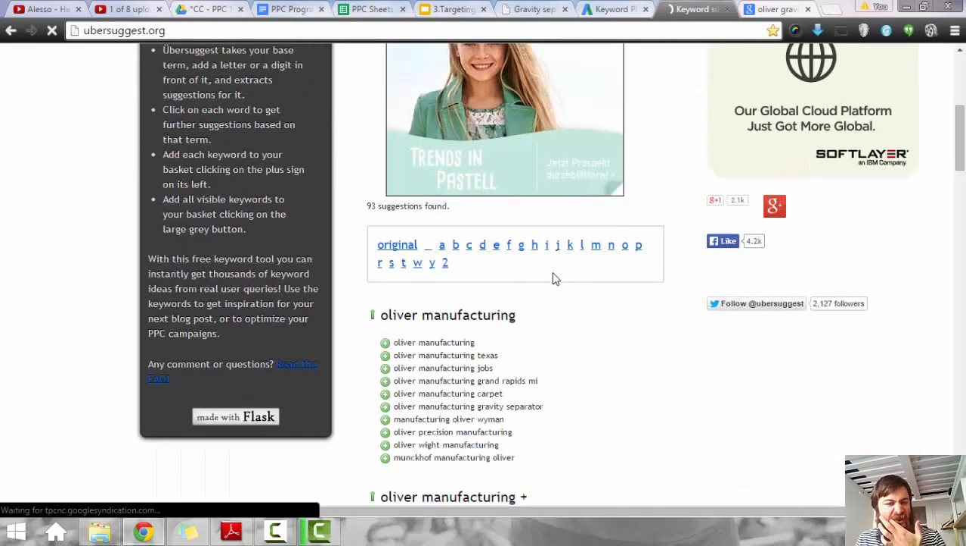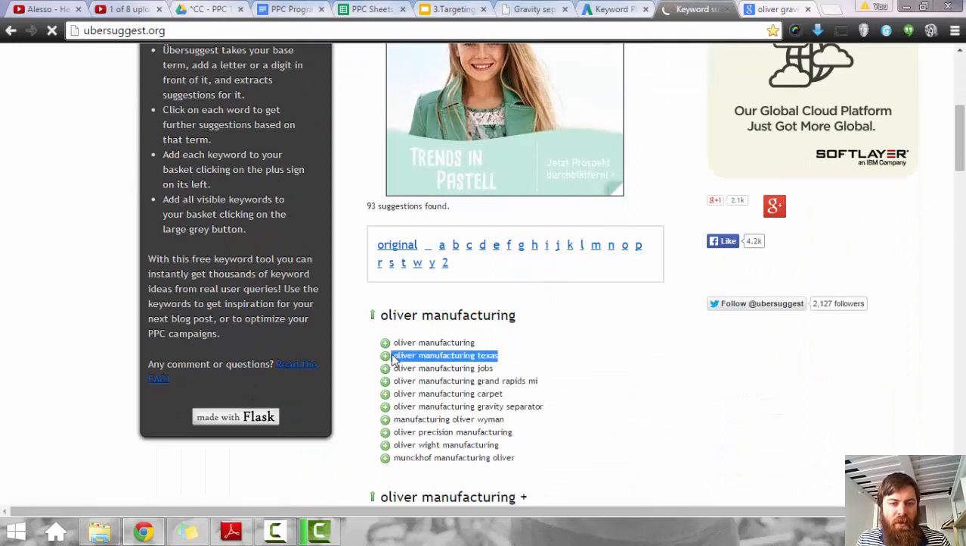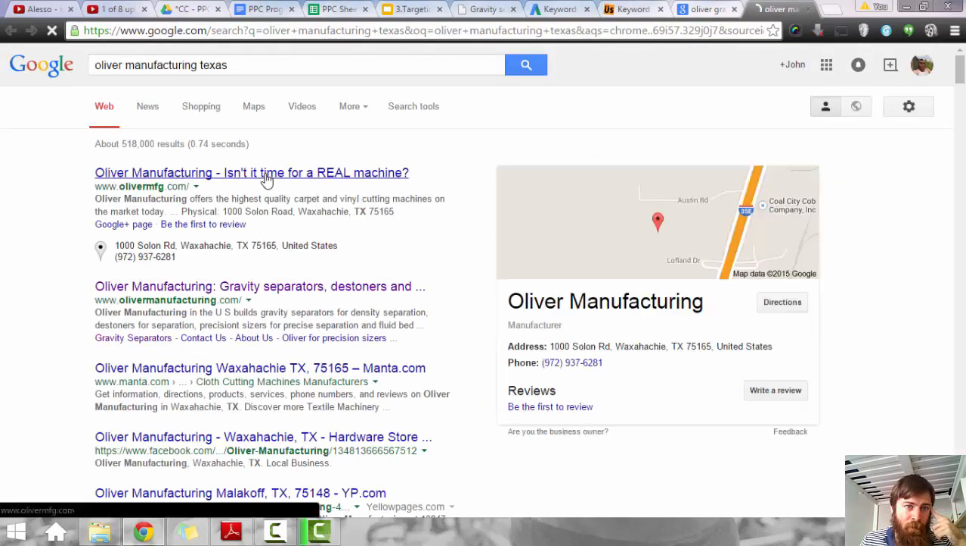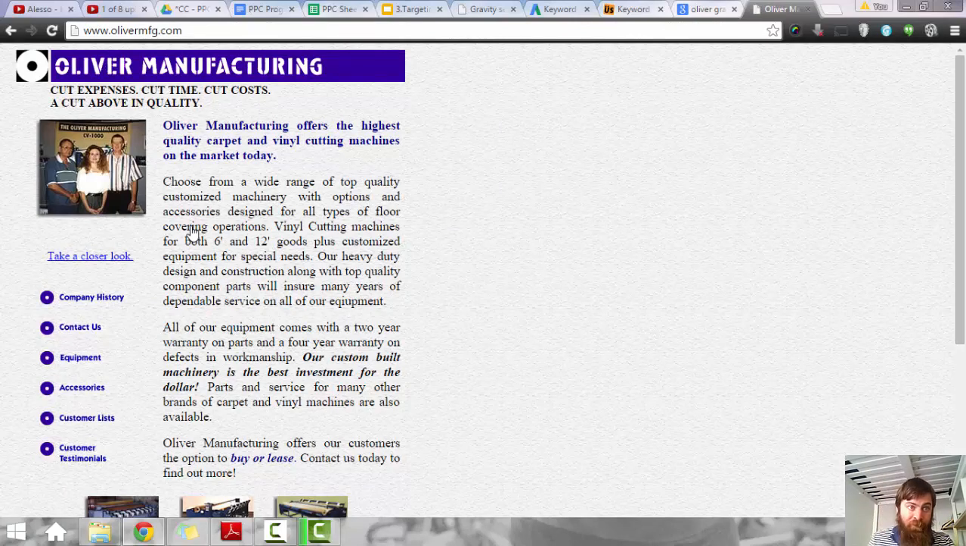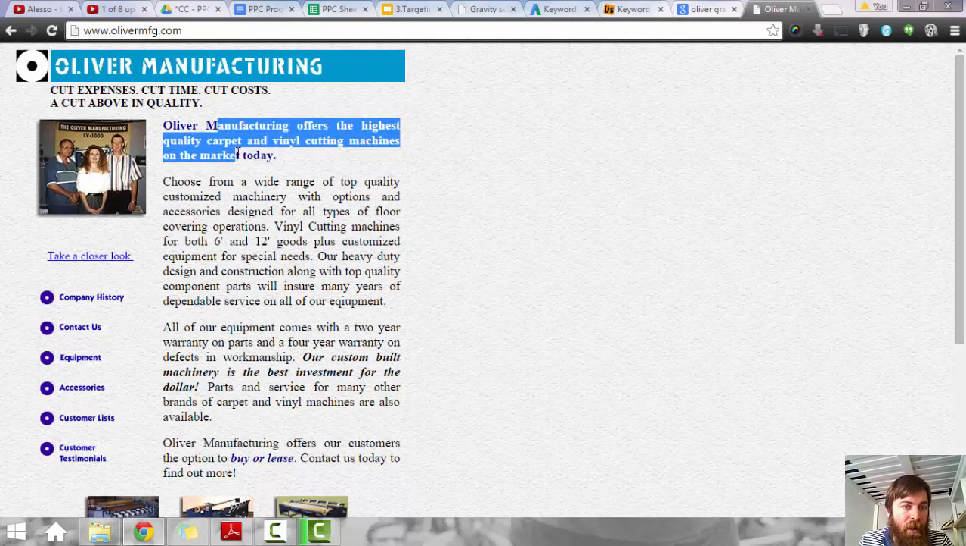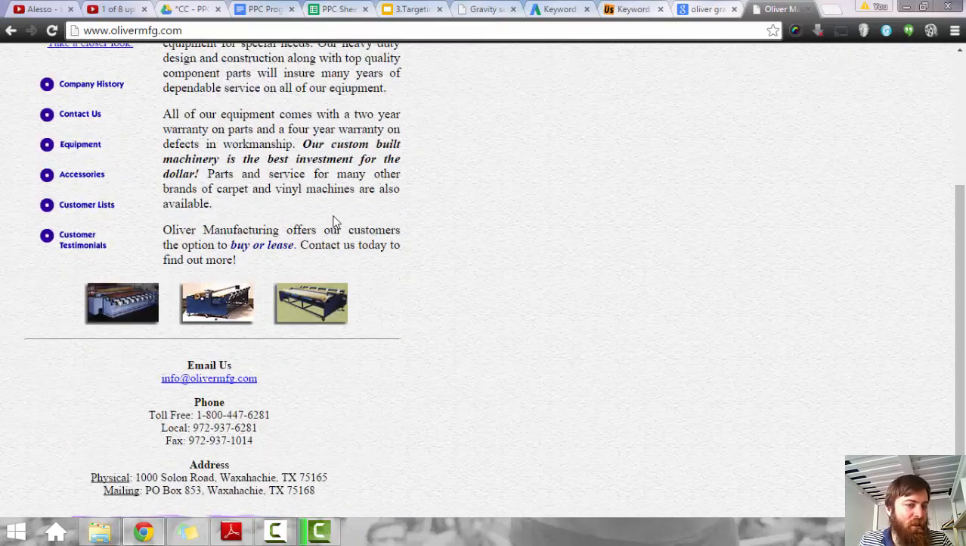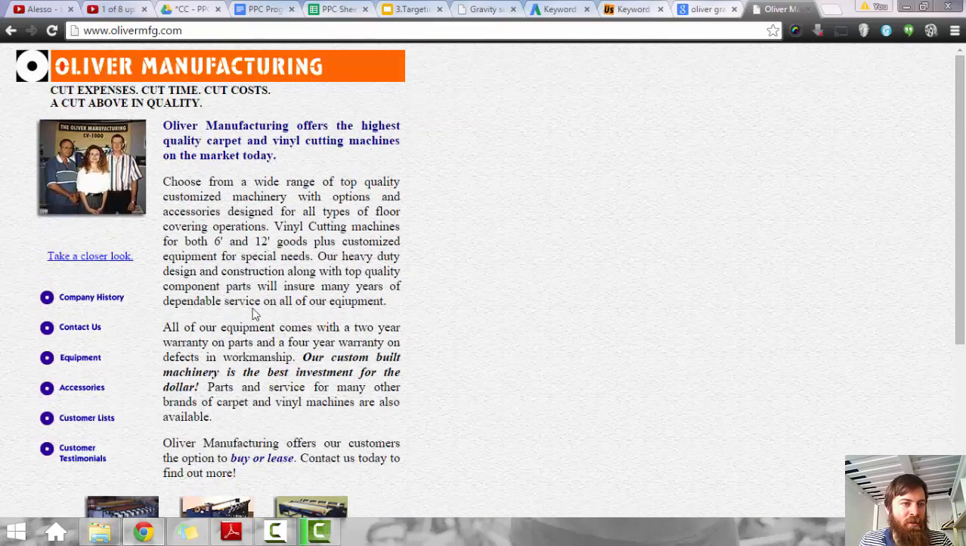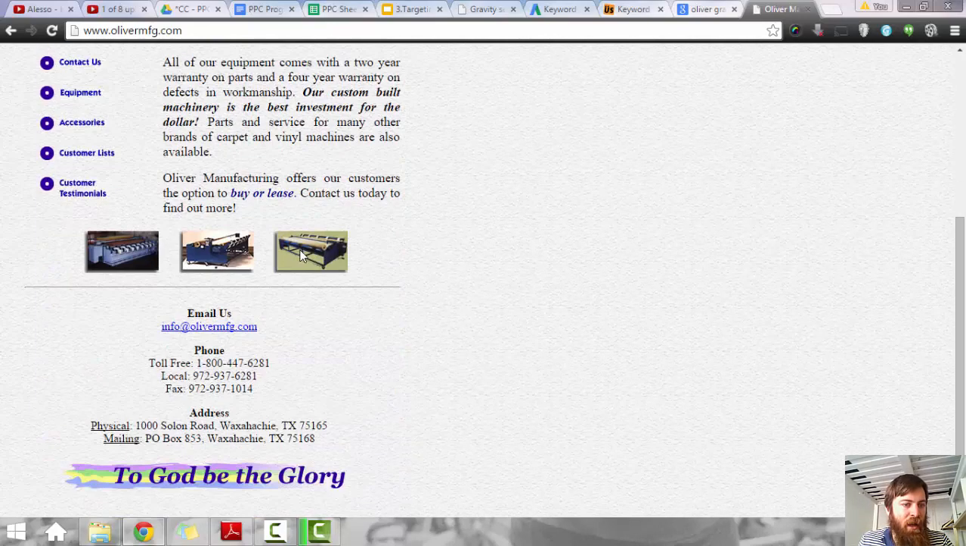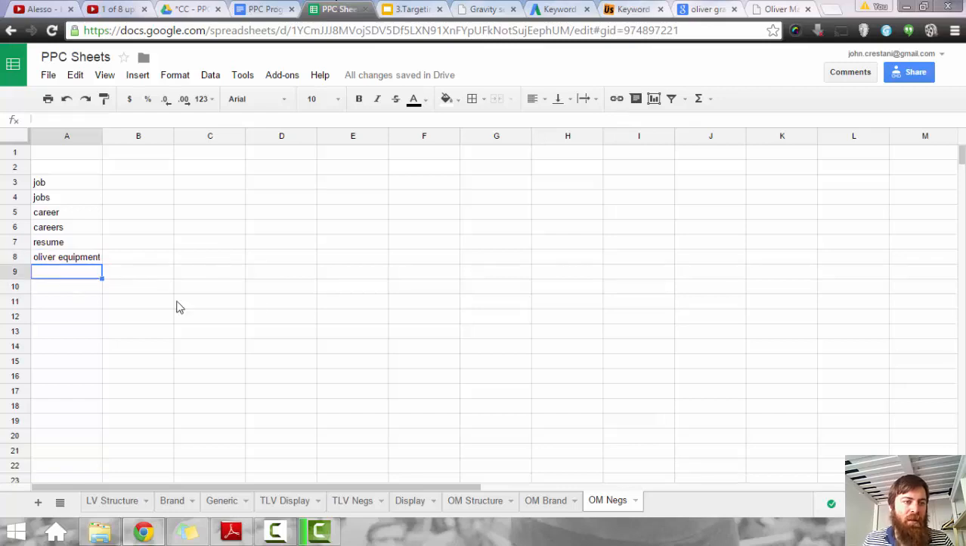I typed in Oliver Manufacturing. Oliver Manufacturing, Texas. So why do they think we're in Texas? Okay, so there is an Oliver MFG in Texas. So this makes it really hard. Carpet and vinyl cutting machines on the market today. So there's a company with the same name that's in Texas. That really complicates our job.